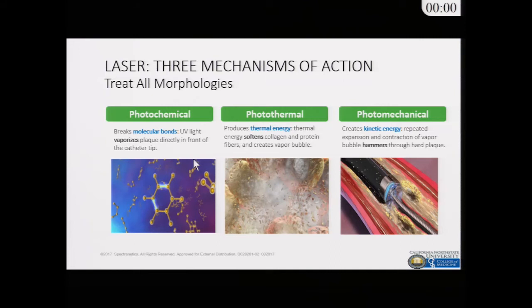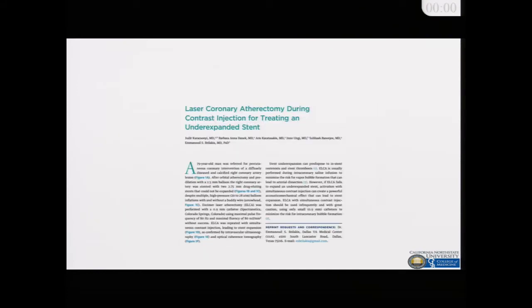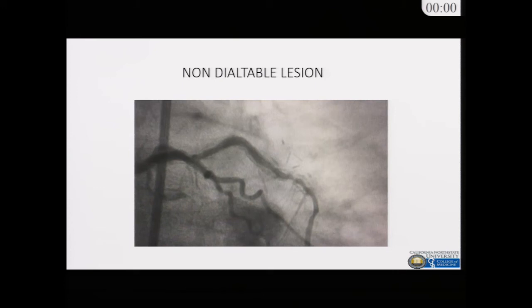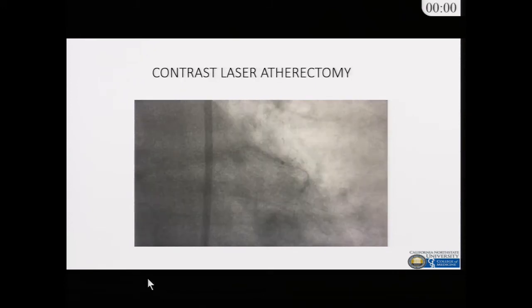And finally, I wanted to just mention that with in-stent restenosis or suboptimally deployed stents, laser has been shown to be very helpful with the injection of contrast. What happens is that the contrast absorbs the energy and causes an acoustic mechanical effect on the deep tissue and allows you to treat in-stent restenosis as well.